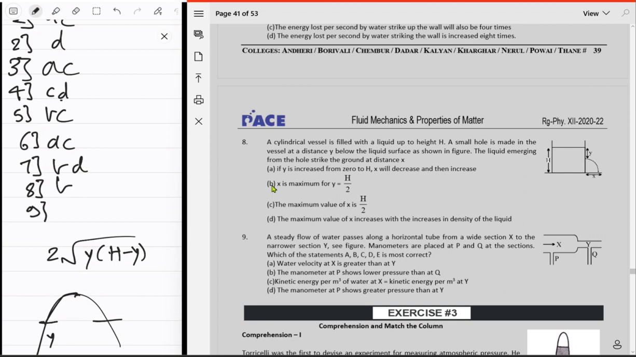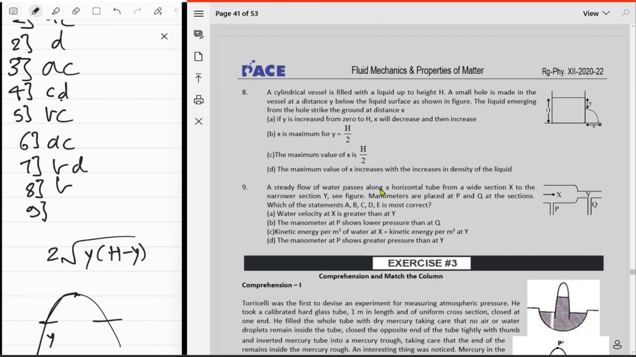Okay, ninth. A steady flow of water passes through a horizontal tube from wide section X to the narrower section Y. Manometers are placed at P and Q at this section. Which of the following statements is most correct? Most correct? That's weird because it's a multiple choice question. So how am I supposed to do that?